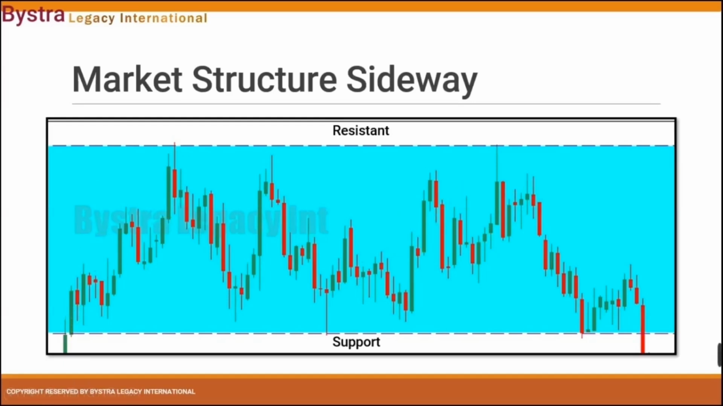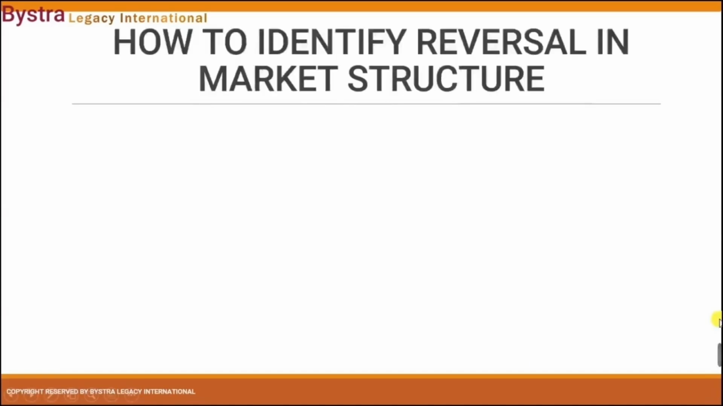How do we use market structure to identify reversal? This is actually not very difficult to identify, and it's not very difficult to learn. Now let's look at the price. It is moving in an upward trend where it creates high, low, higher high, higher low, higher high, higher low, and then when we draw a trend line, price will touch this trend line and bounce back up.